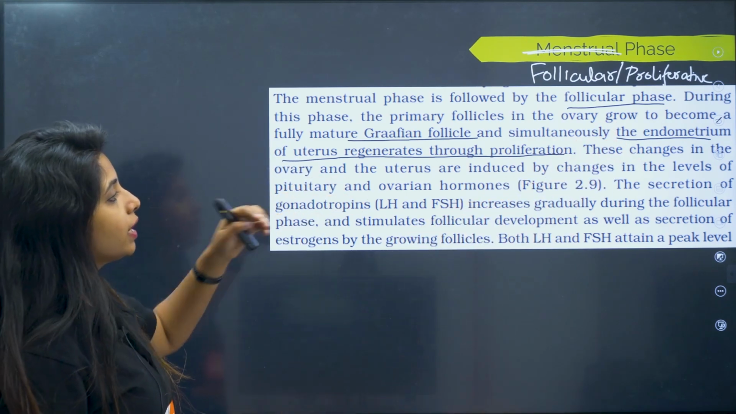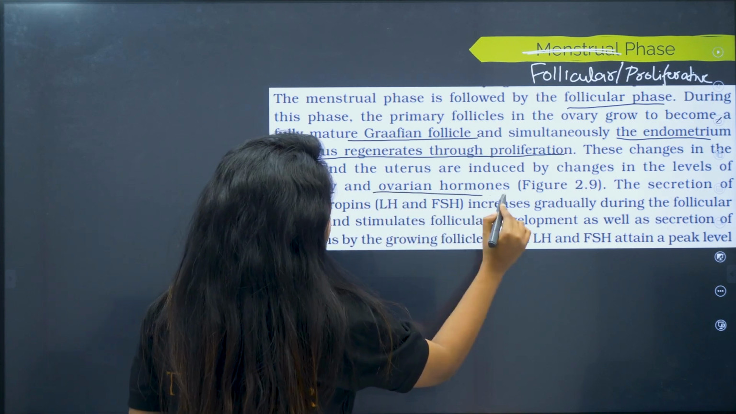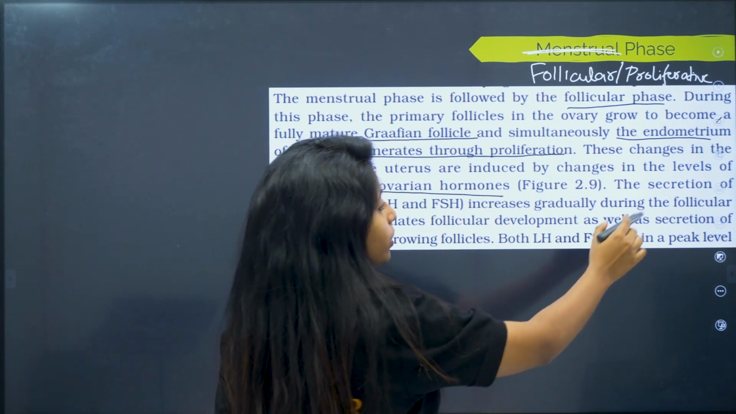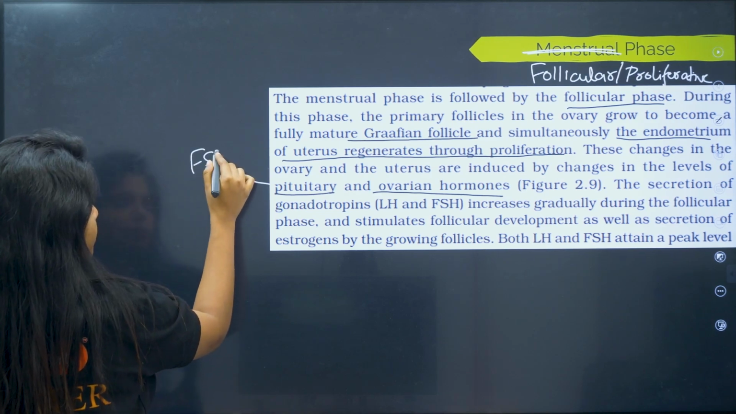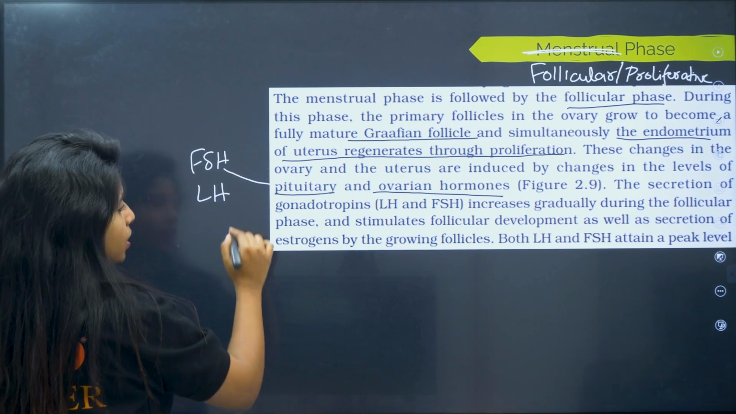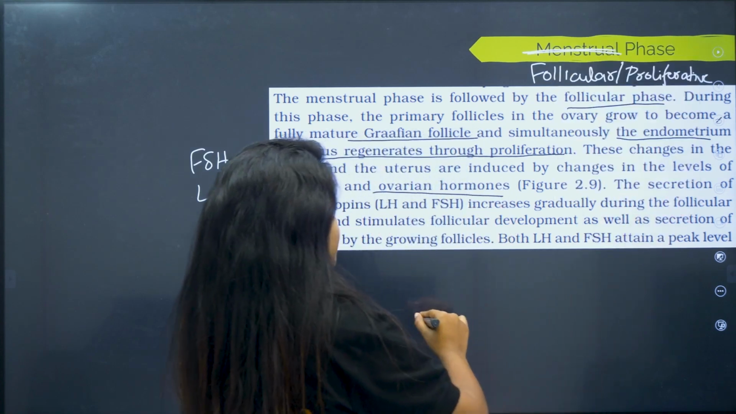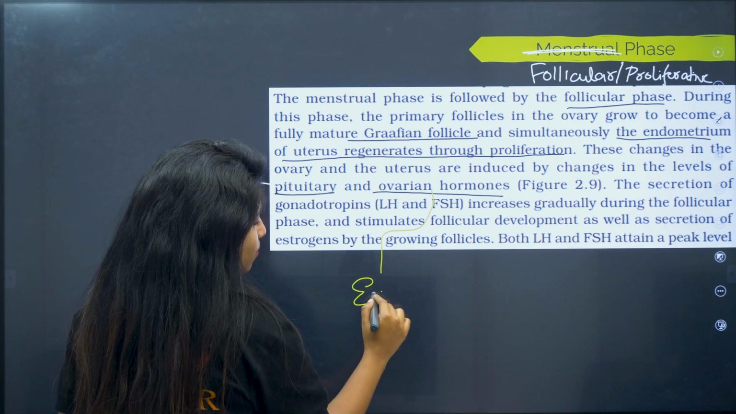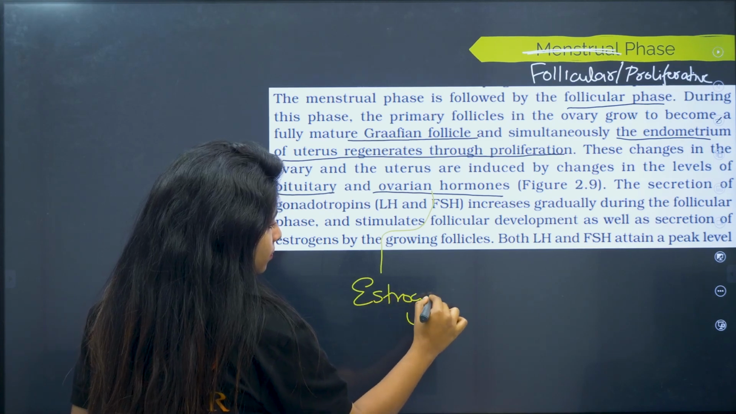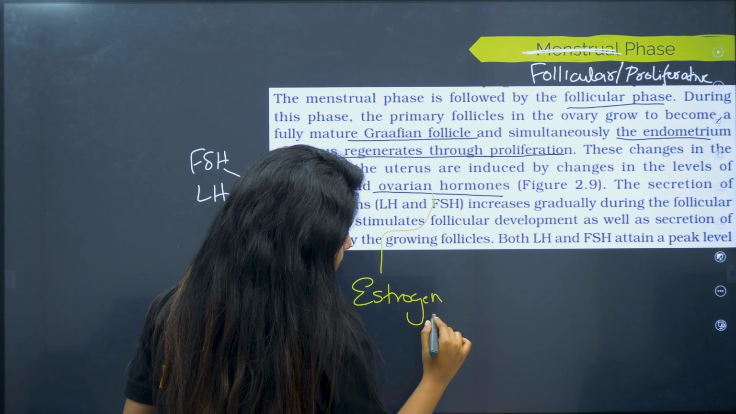These changes in the ovary and the uterus are induced by changes in the levels of pituitary and ovarian hormones. Children, you have to tell me, what are the pituitary hormones over here that we have studied? It is FSH and LH. What are the ovarian hormones that we studied over here? Any guesses? Since it was not written anywhere. It is estrogen and progesterone. So as of now, the role of progesterone is very less, but still I'll write it.